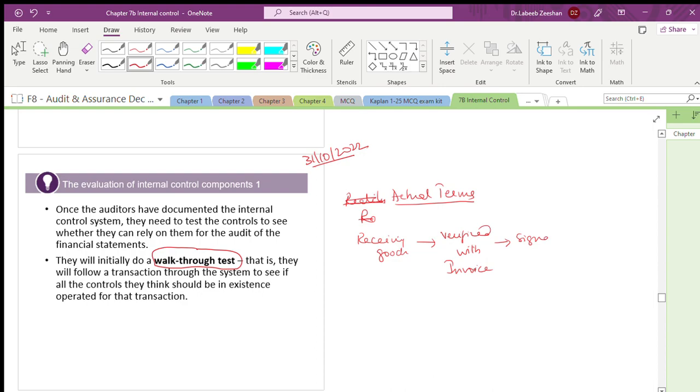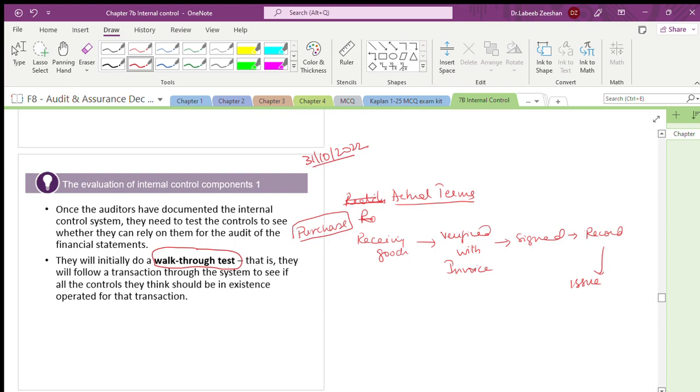You are talking in terms of a purchase transaction. When you receive the goods, you will verify with the invoice. Somebody will sign, some person will record, and some person will issue.